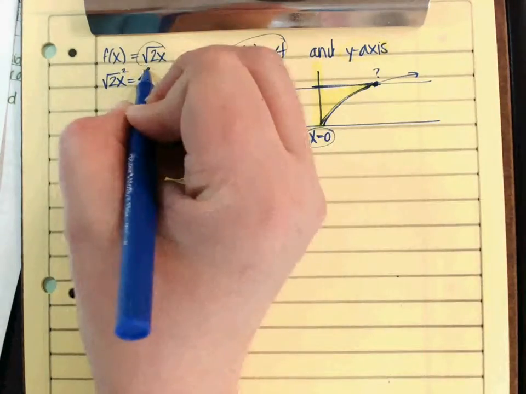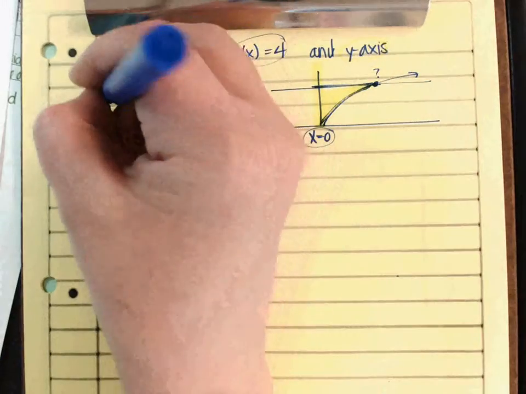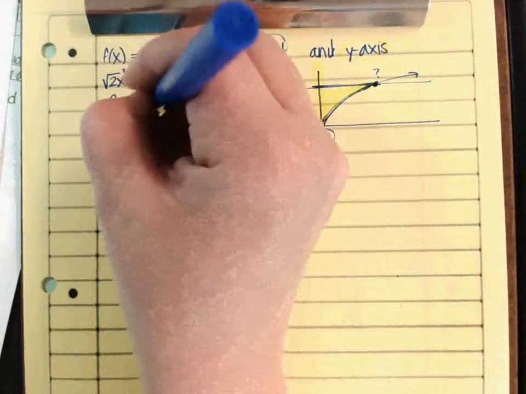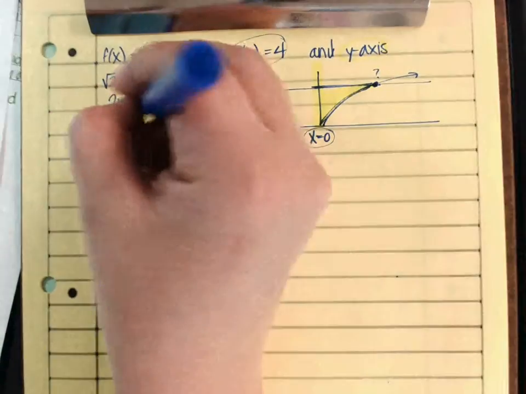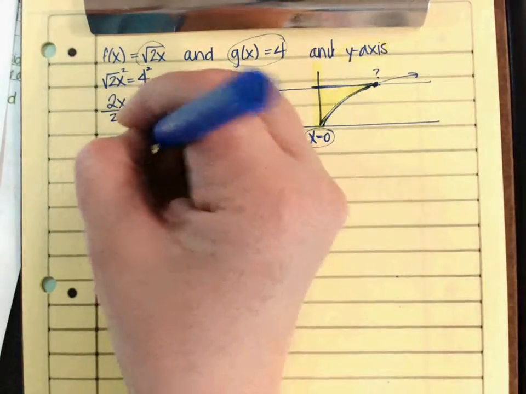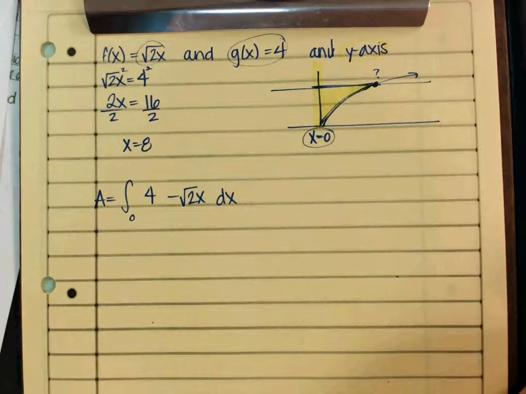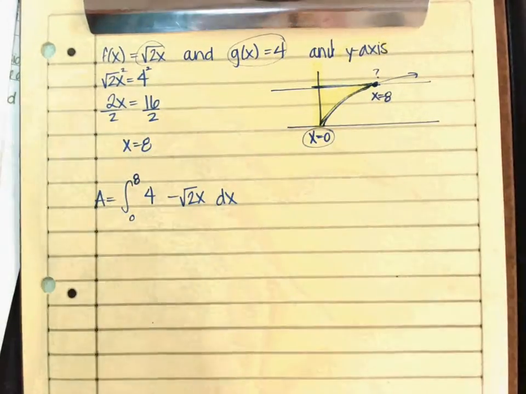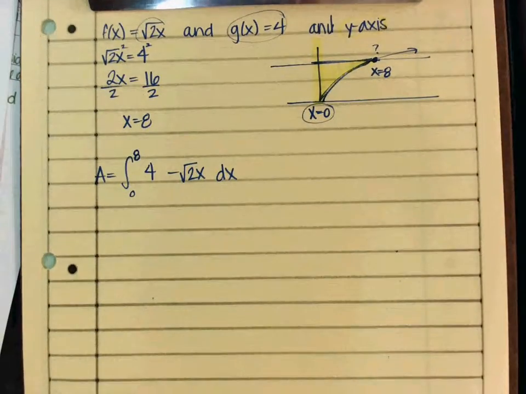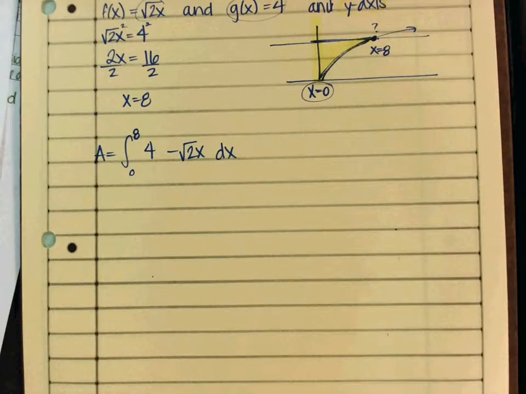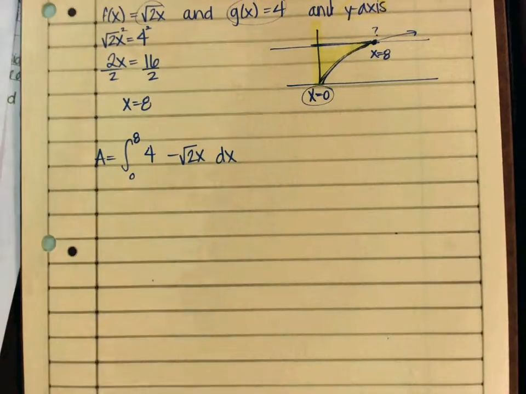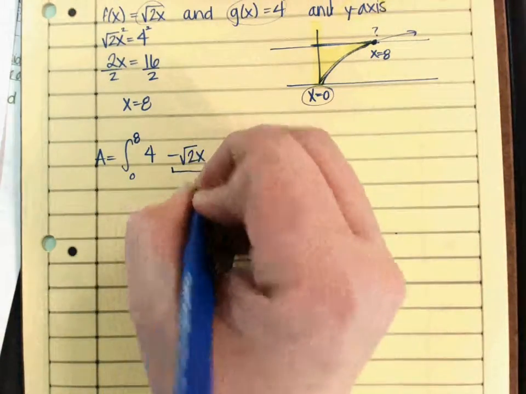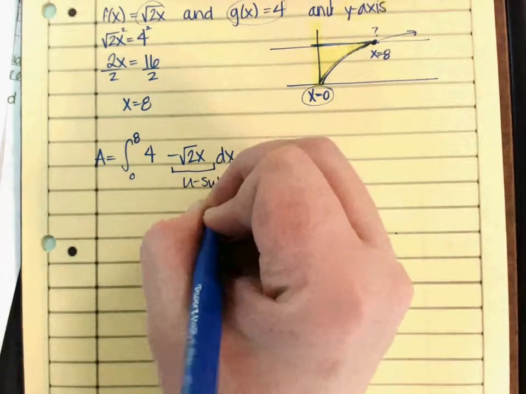So square both sides. That gives me 2x equals 4 squared, which is 16. Divide by 2, x is 8, which means that this point over here is going to be my upper boundary in my integral. Okay, then from there, when you look at this integral setup, you should notice that this part back here is going to require u substitution.